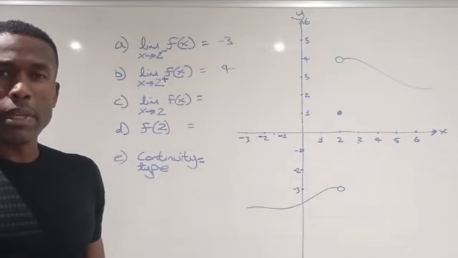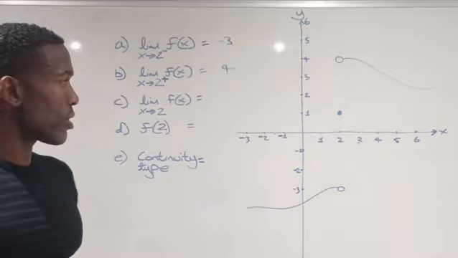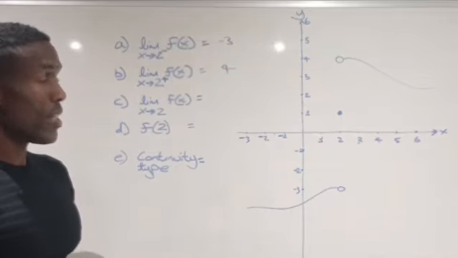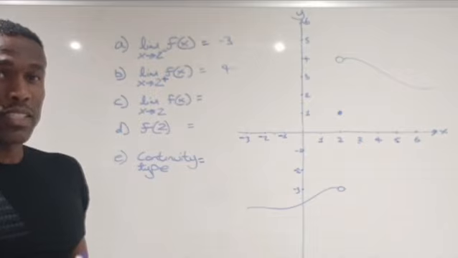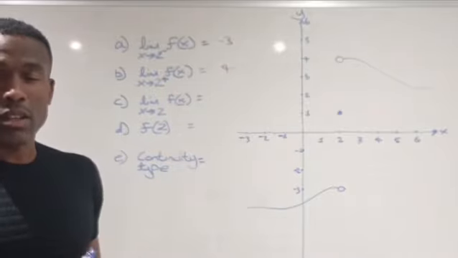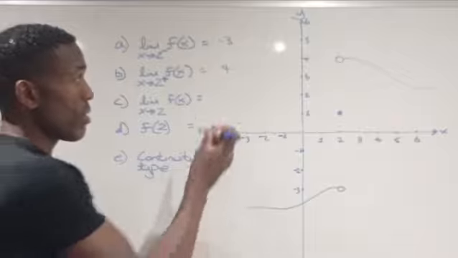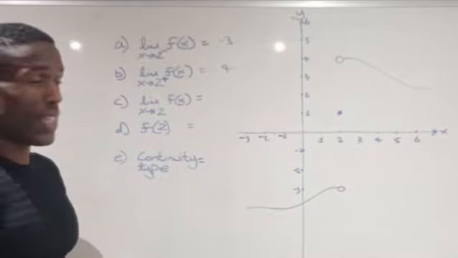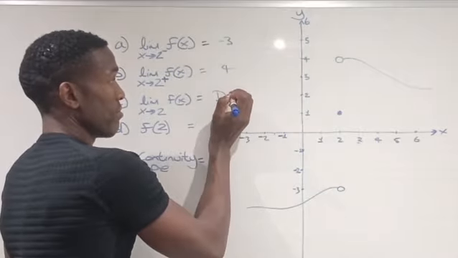What's the overall limit of the function as x equals 2? Well, there is no limit. The reason there's no limit is because the left and right sides of the limit aren't equal. Therefore, the limit doesn't exist. It just doesn't exist.